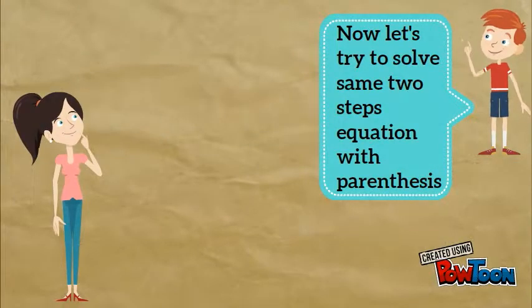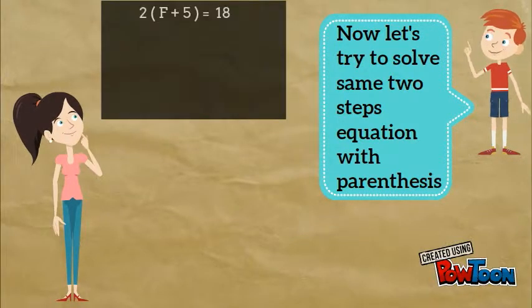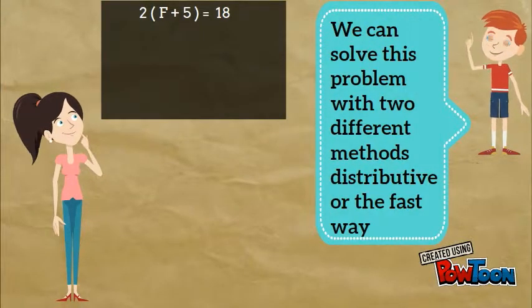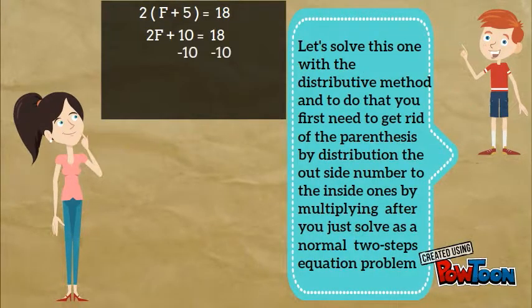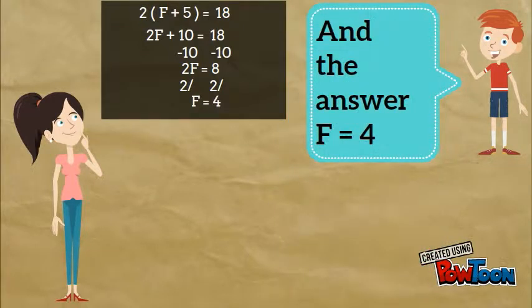Now let's try to solve some two-step equations with parentheses. We can solve this problem using two different methods, the distributive and the fast way. Let's try solving this one using the distributive method, and to do so we need to get rid of the parentheses by distributing the outside number to the inside ones, and then just solve it as a simple two-step equation problem. The answer is f equals 4.